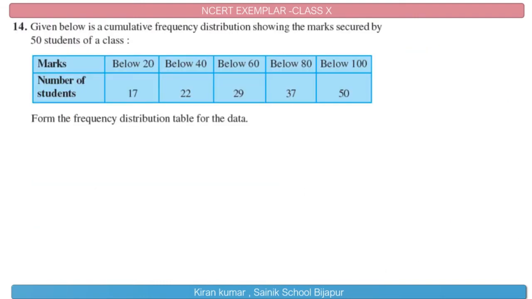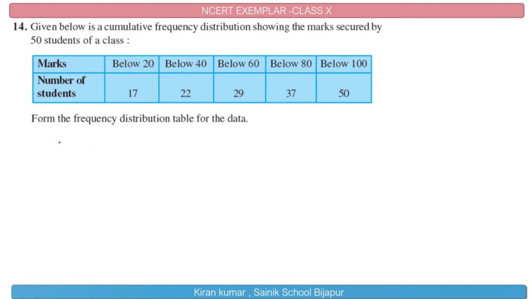Question number 14. Given below is a cumulative frequency distribution showing the marks secured by 50 students of a class. You have to form a frequency distribution table from this cumulative frequency table. Here, look at the marks. It's below 20, below 40, below 60, below 80, below 100. So the class size is 40 minus 20, which is 20. So I have to consider the class interval like 0 to 20, 20 to 40, and so on.